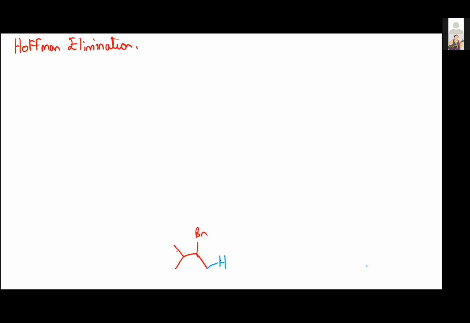you'll notice that you've got two alpha hydrogens. These are hydrogens on alpha carbons. Remember, this is the alpha carbon. It's adjacent to the carbon with the functional group. That's what we're looking at. And we can eliminate either one and we can get two products.